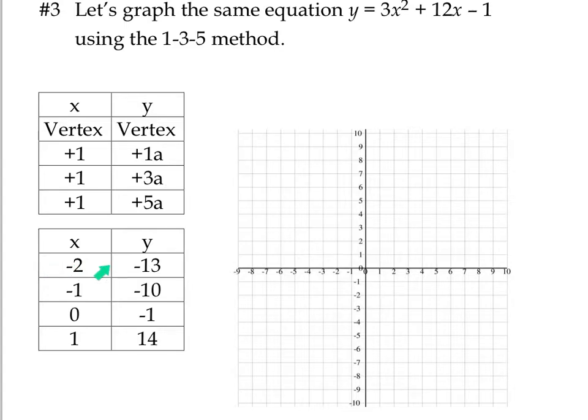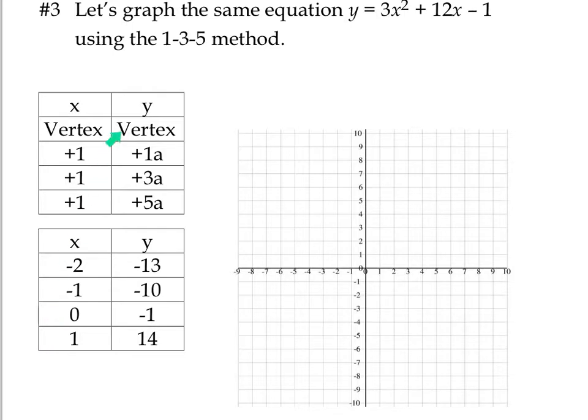That was our vertex. We do negative b over 2a, get negative 2 for x, plug that in, we get y. We're still going to have to do that to start. We got to find the vertex. Now, from the vertex, we're going to add 1 to the x value three times. So negative 2 plus 1 plus 1 plus 1. That's how we get negative 1, 0, and 1.